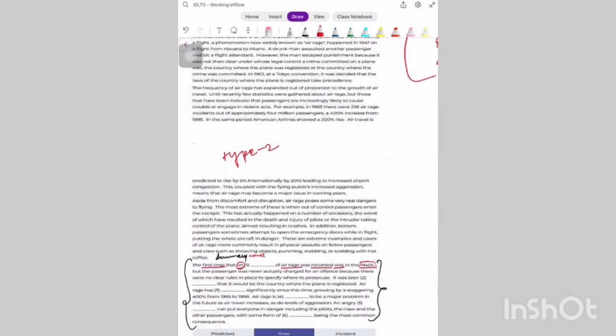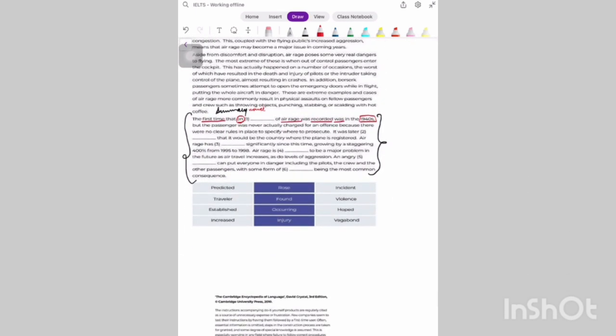But the passenger was never actually charged of an offense because there were no clear rules in place to specify where to prosecute. So the first time, this is related to some sort of offense, some sort of crime that took place, especially in the 1940s. I think the word would be 'incident'. The first time that an incident of air rage was recorded, this would be the first answer. This is my prediction.